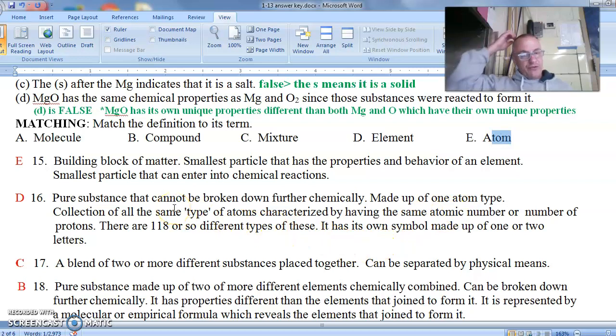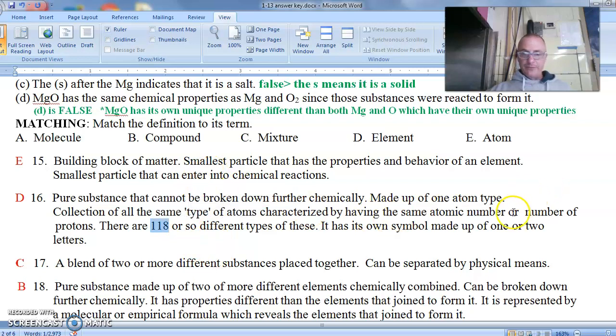What do we call a pure substance that cannot be broken down further chemically? And it's made up of only one atom type. So this is really a collection of the same types of atoms characterized by having the same atomic number of protons. Well, a substance which cannot be broken down further chemically, it is the simplest type of substance we can have. That is the definition of an element. And it gives you here that there are 118 different elements that we know of. And each element has its own symbol to represent it.